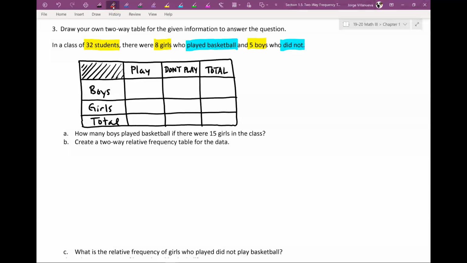So let's see. They say a class of 32 students. So that means the total is 32. It says there are 8 girls who play basketball. So 8 who play and 5 who don't.